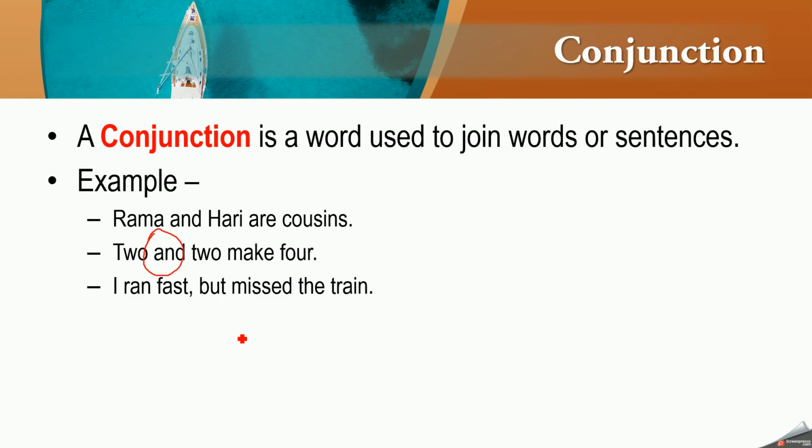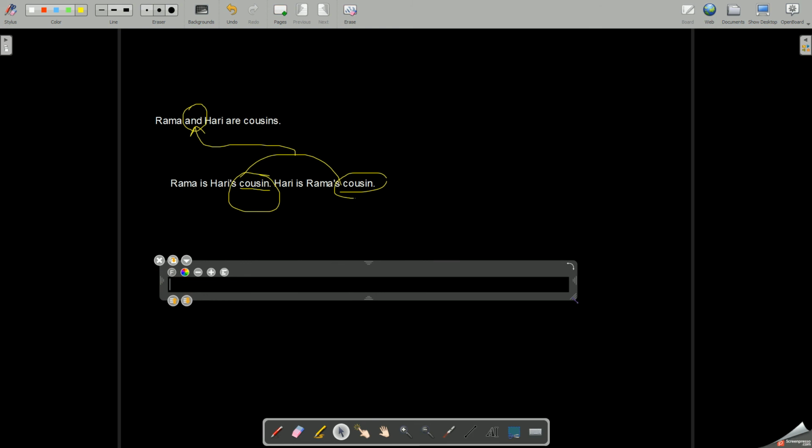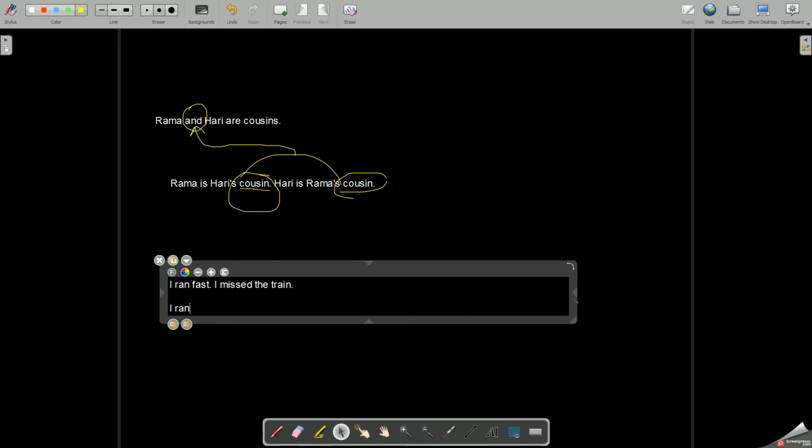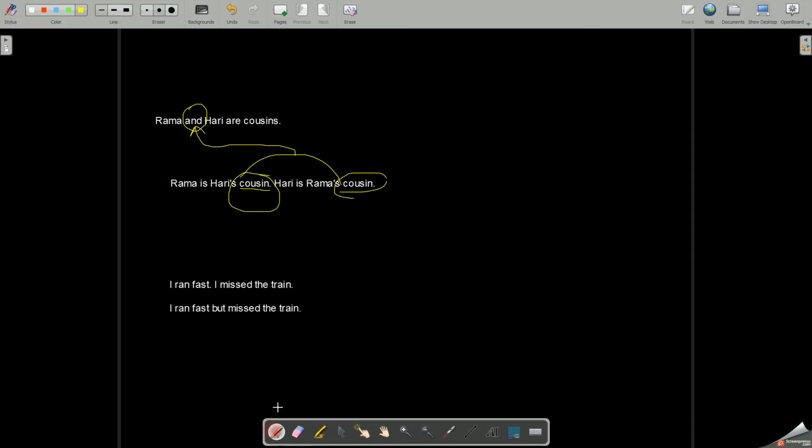I ran fast but missed the train. So here also you can say that I ran fast, I missed the train. So how can you connect I ran fast but I missed the train, or but missed the train? So over here what is the connecting word? It is but. This is the connecting word which connects these two. Means in spite of running fast, I missed the train.